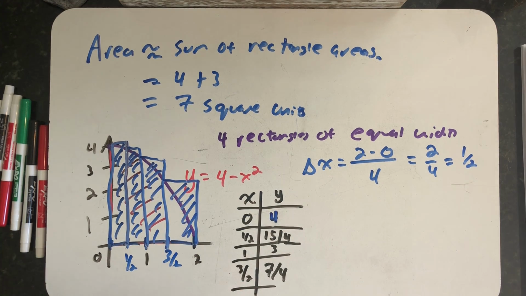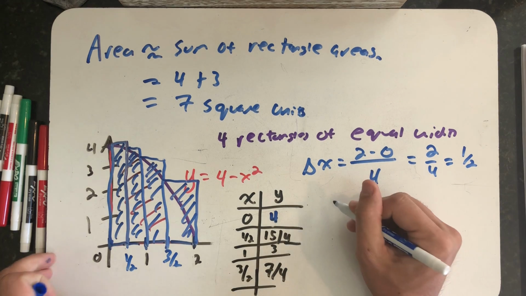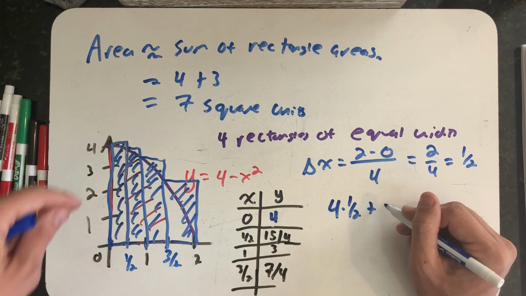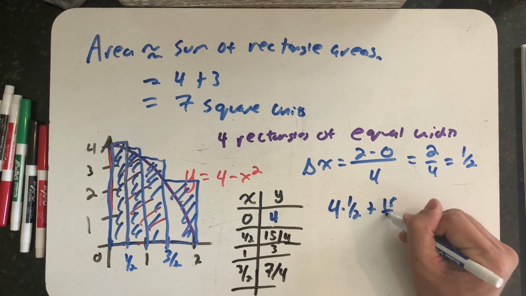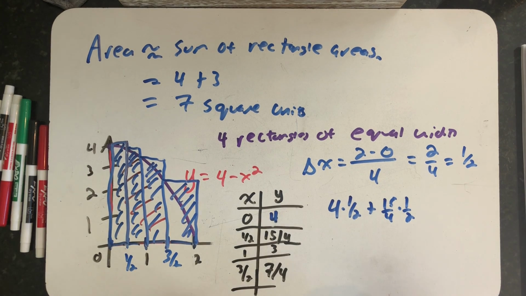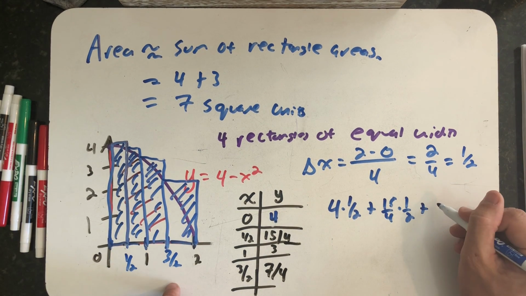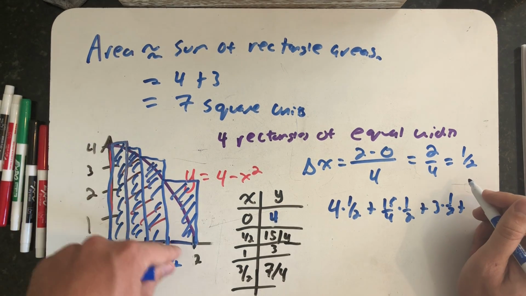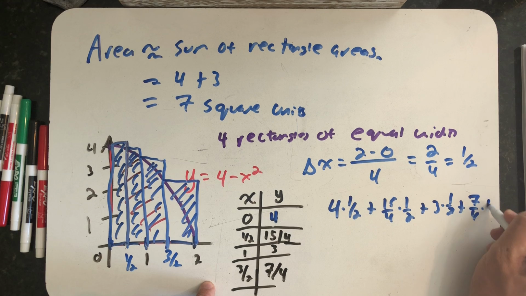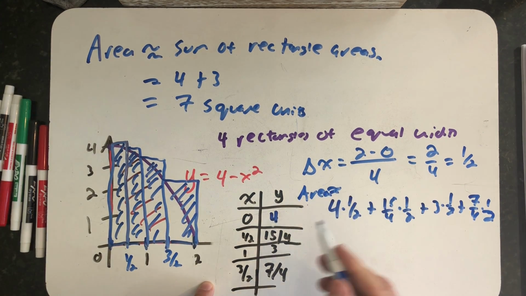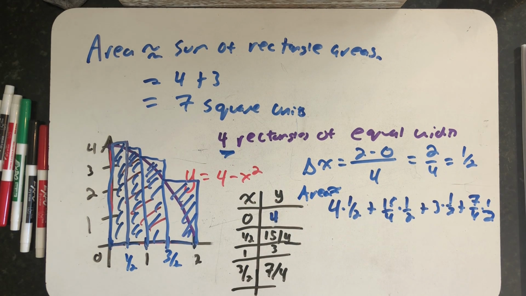All right, so the area of this first rectangle would be 4 times delta x, which is 1/2, plus, and again, the height, 15/4 times that same width, 1/2. They all have width 1/2. The height is 3 for the next rectangle, times that width of 1/2. And my final rectangle has a height of 7/4, still times 1/2. So this is my area approximation now with 4 rectangles of equal width, still thinking about overestimating.